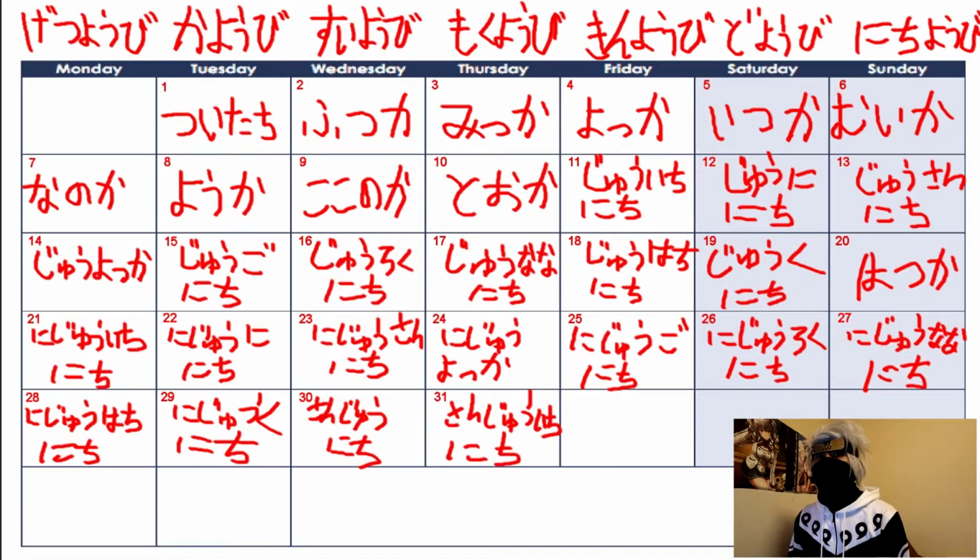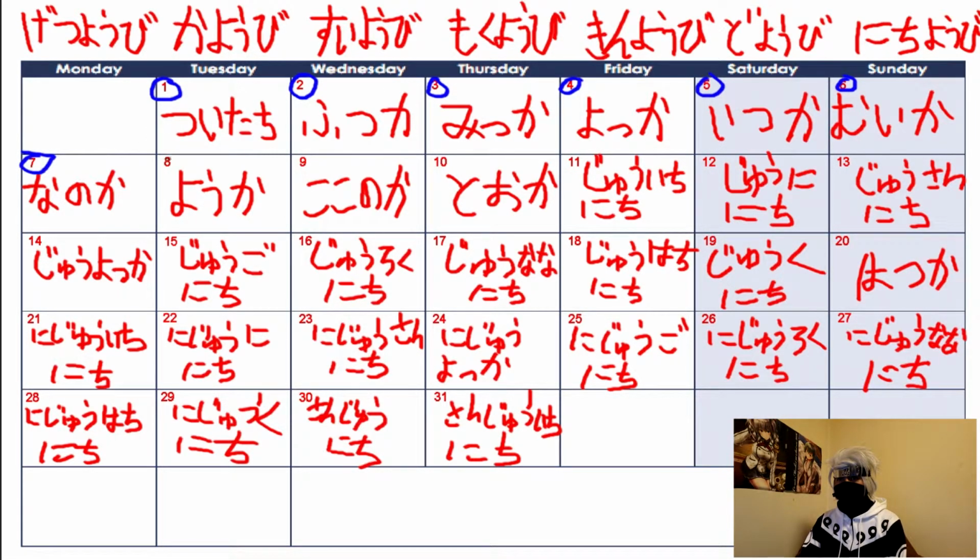I'm just going to encircle the special ones, so you have to remember these. Special ones are 1日, 2日, 3日, 4日, 5日, 6日, 7日, 8日, 9日, 10日, 14日, 19日, 20日, 24日, 29日.